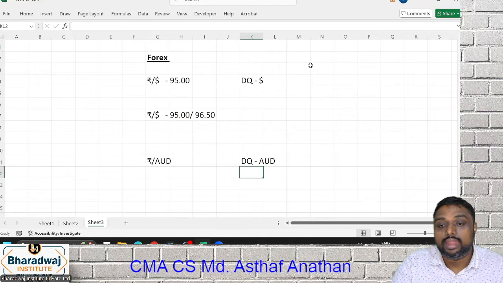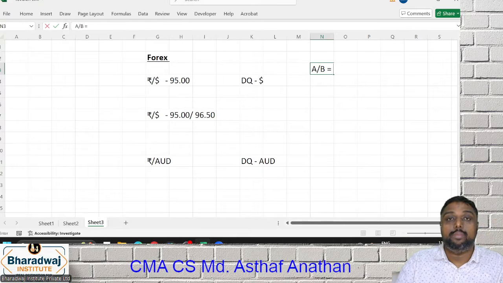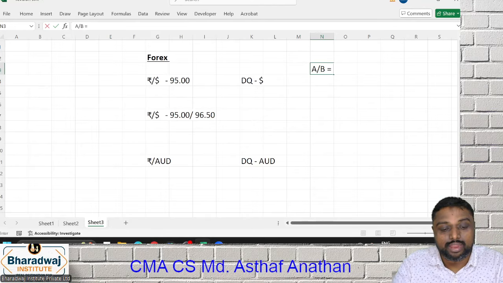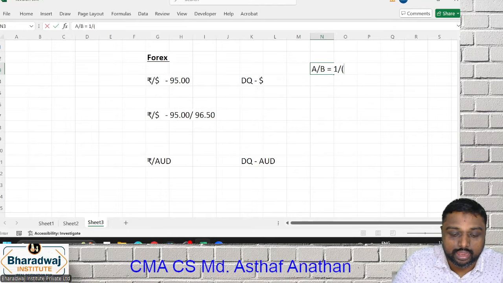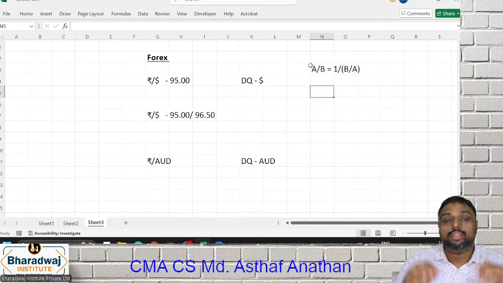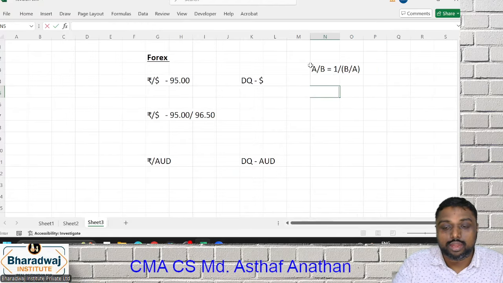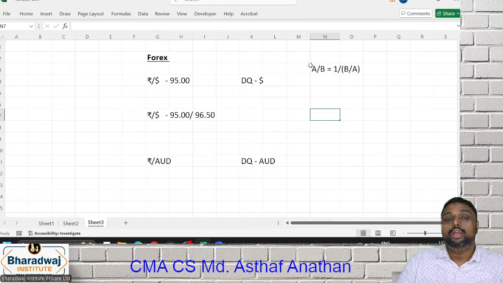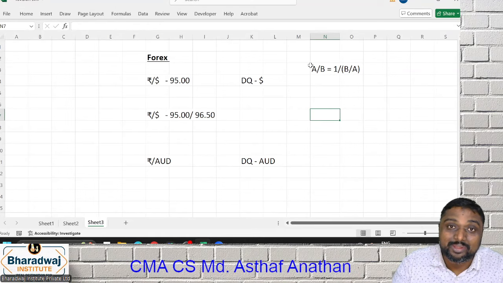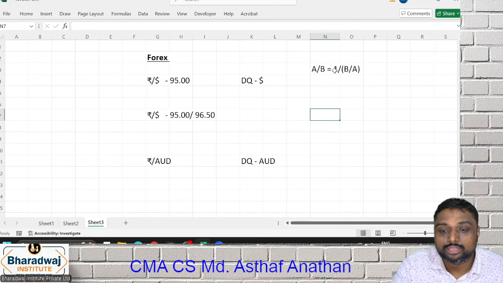We have learned that there is a math rule: if you want A by B, and A by B is not available in the market, then you can get it by a rule called 1 divided by B by A. This is simple logic. That is, you want to get the inverse answer. You want 2 by 3, but 2 by 3 is not available; 3 by 2 is there. So what you can do? 1 divided by 3 by 2, you will get the answer. So this kind of concept you have to apply.